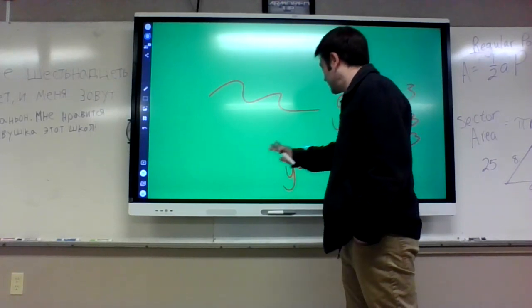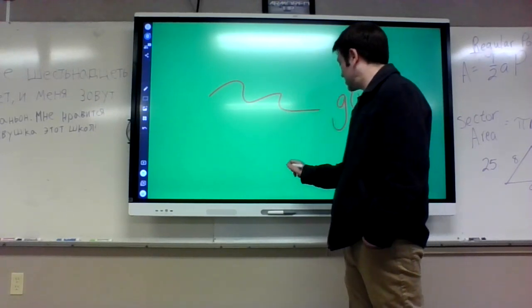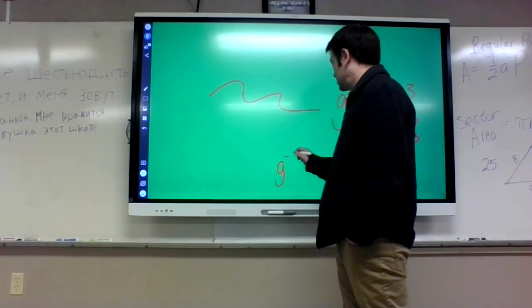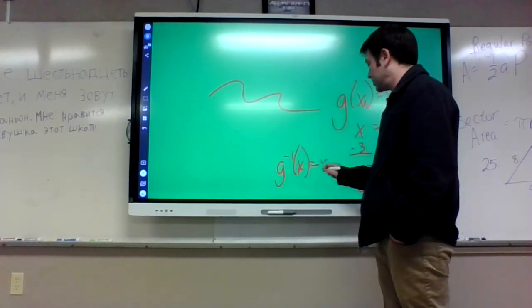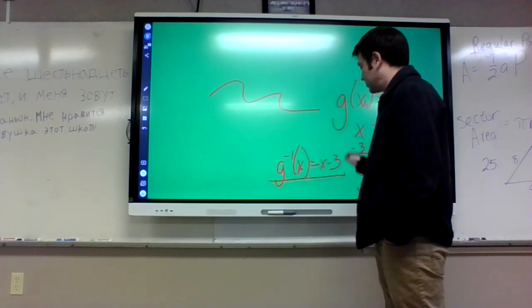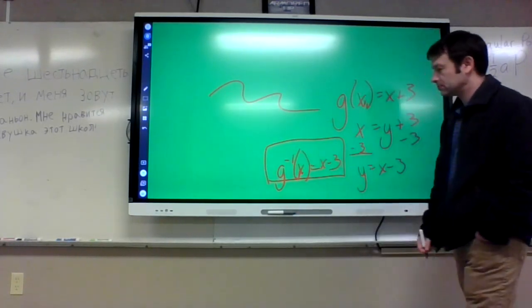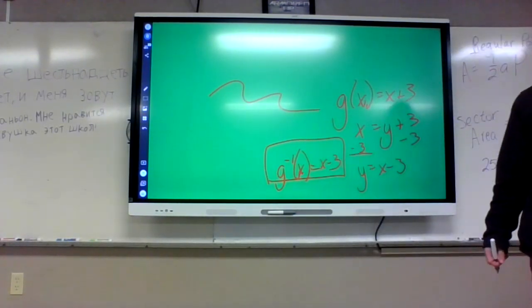Kind of broke it. What I was gonna do was say g inverse of x equals x minus 3. That's like the official way to write it. I think you need to undo.